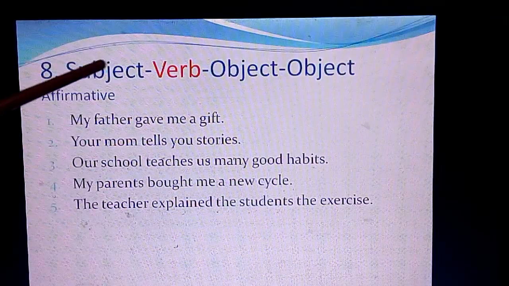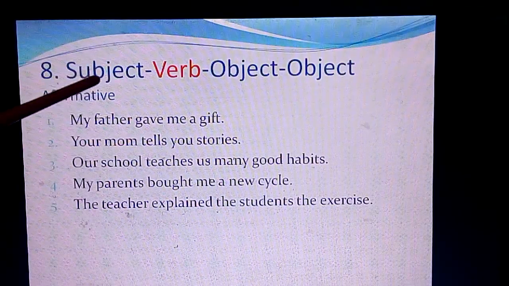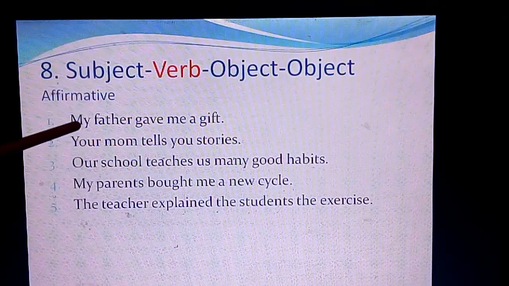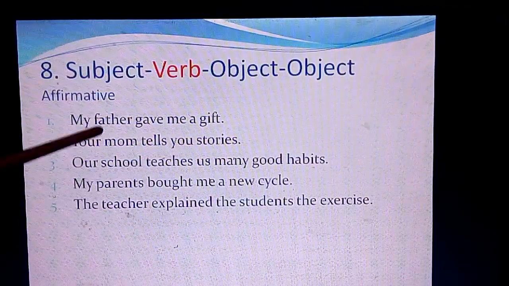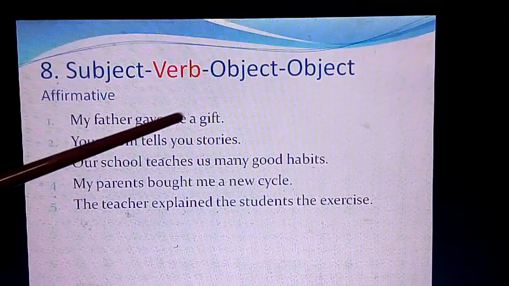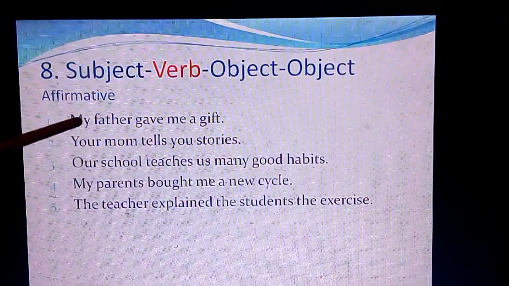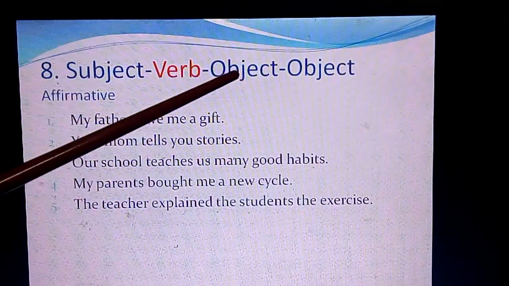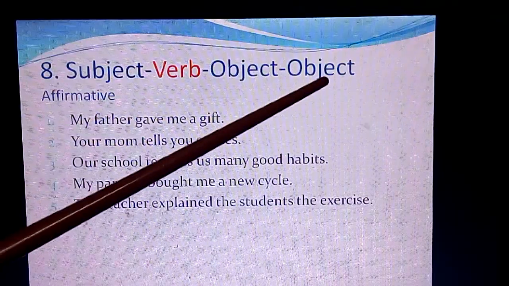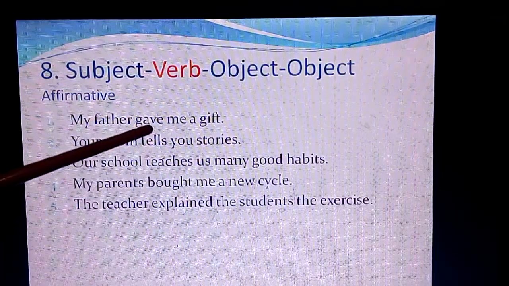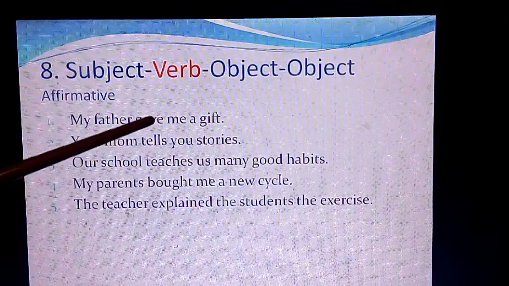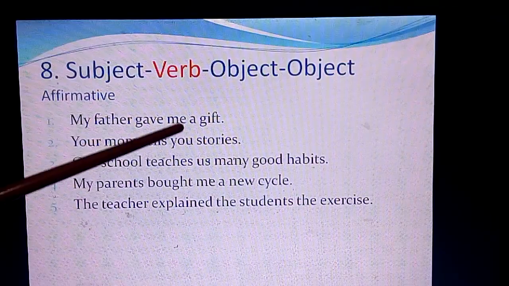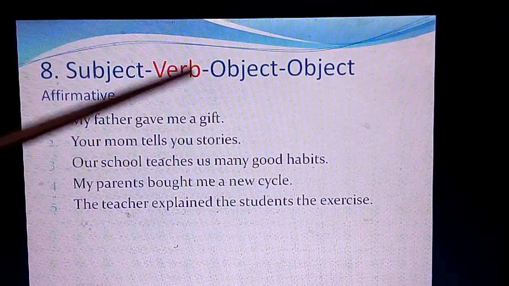Let us continue. The eighth one, subject, verb, object, and object, affirmative. My father gave me a gift. So my father, subject, gave, verb, then me, object, a gift, object. So you can see that the finite verb is being followed by two objects. They are a noun or pronoun in the beginning, pronoun, and then a noun there.